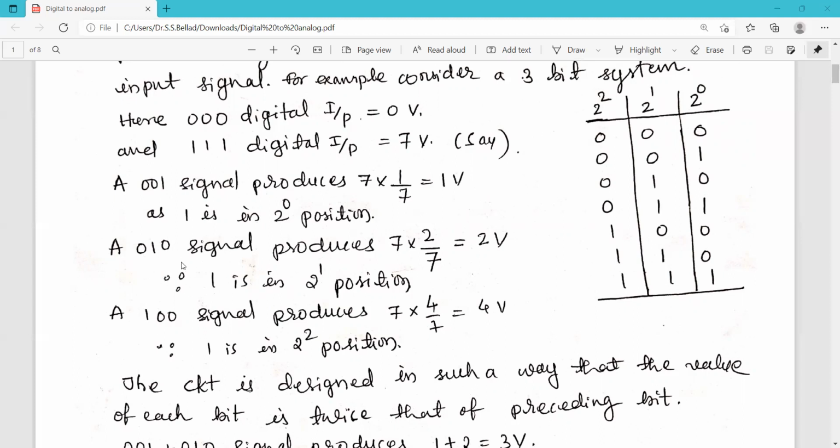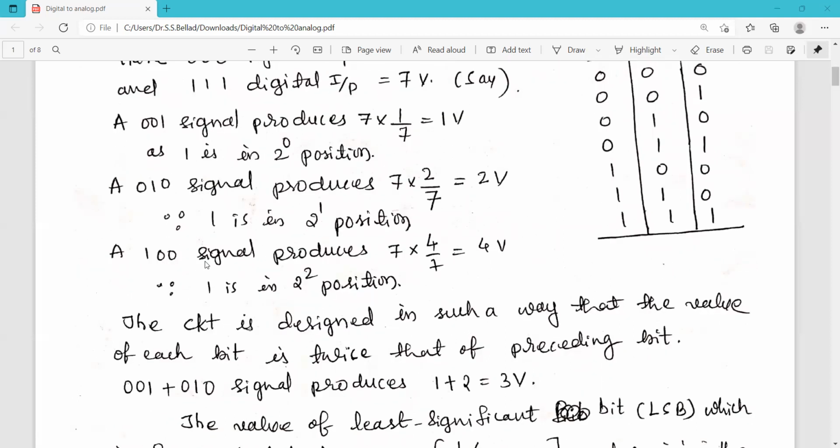Similarly, a 0, 1, 0 signal produces 7 into 2 by 7, which is equal to 2 volt. So that means 2 by 7 is the binary equivalent weight of this signal, or it is the binary equivalent weight of this 2 raised to 1 position, or this bit 2 raised to 1 bit.